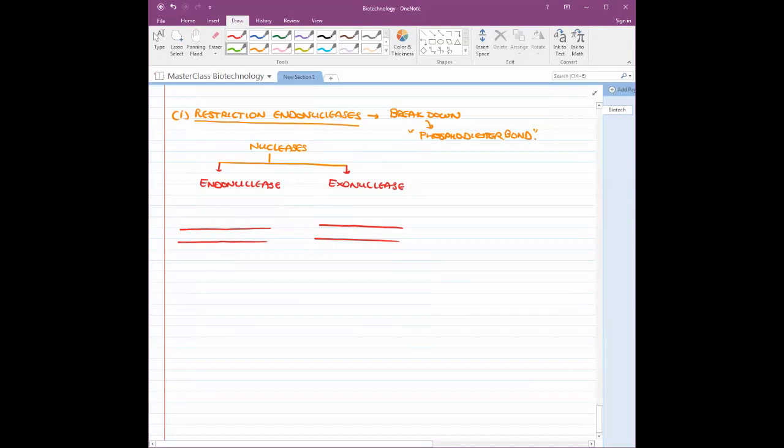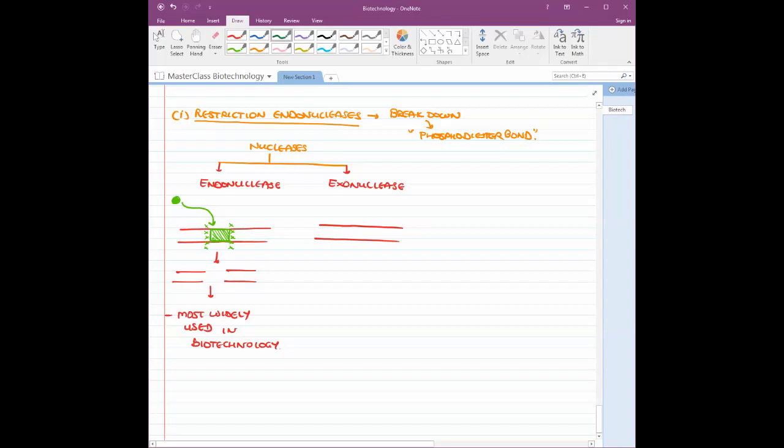This restriction endonuclease is going to come and recognize a restriction site somewhere in this DNA. It recognizes this site and cuts it in the center. Because it cuts in the center, we are going to get two different parts like this. This is the most widely used in biotechnology.